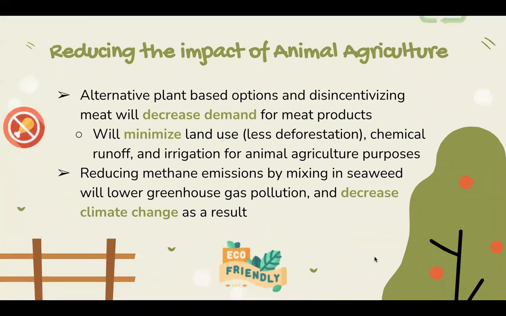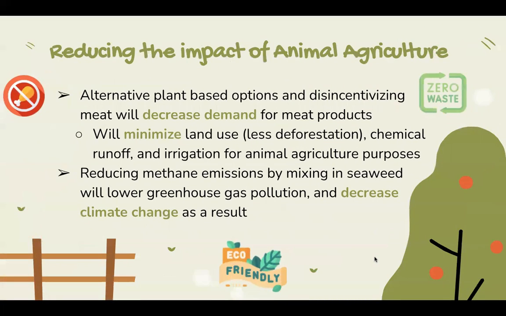Moreover, there are various benefits that come out of these different solutions. For example, using alternative plant-based options and also disincentivizing meat diets can decrease demand for meat products. By doing so, we can minimize the land use, chemical runoff, and irrigation for animal agriculture. This also leads to less deforestation overall, and that protects our biodiversity.